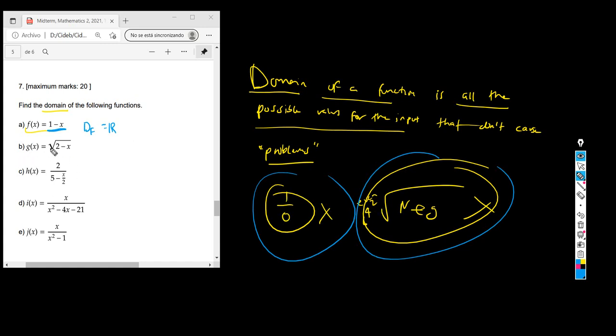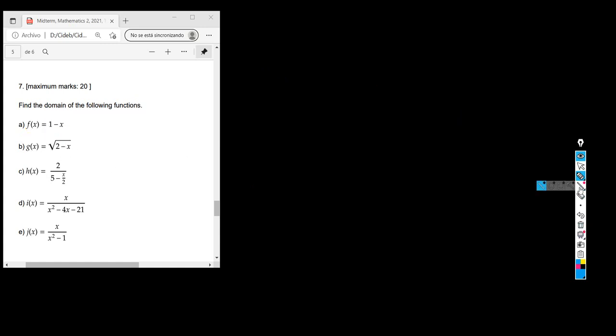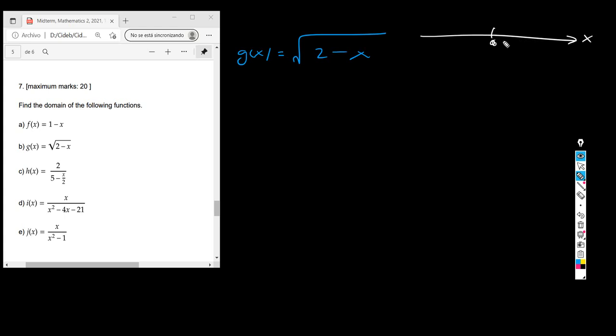The next function, g of x, we have an even root of 2 minus x, so we should be careful and we should analyze. So we have the square root of 2 minus x, right? And how can you find what is the set of all the possible inputs? Well, imagine your x-axis, which is the axis for the inputs, right? Imagine the 0, the 1, the 2, the -1, the -2, etc.